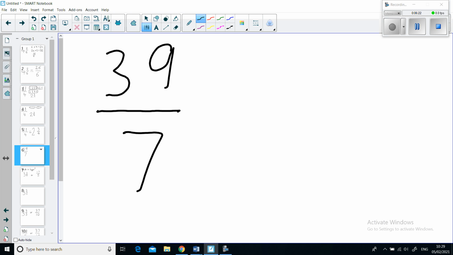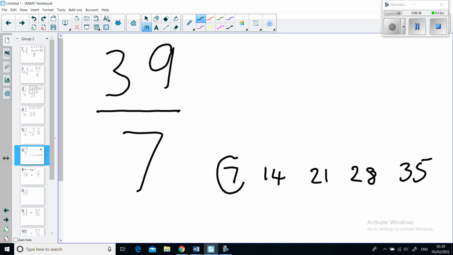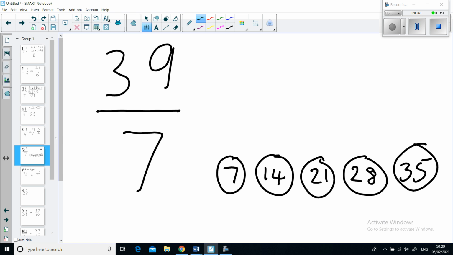And I'll tell you what I'm going to do. I'm going to write out my 7 times table as I do this. So I've got 7, 14, 21, 28, 35. Okay, so I'm quite close. So I can see now how many whole lots of 7 I have. So I've got 1, 2, 3, 4, 5. So I've got 5 wholes. So I know straight away I've got 5 whole numbers. So that is going to be my whole number.